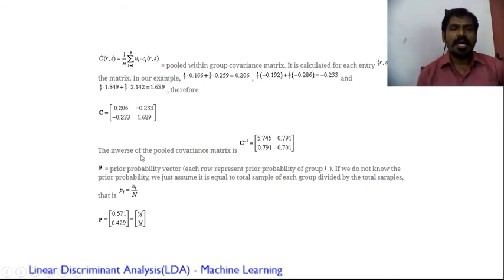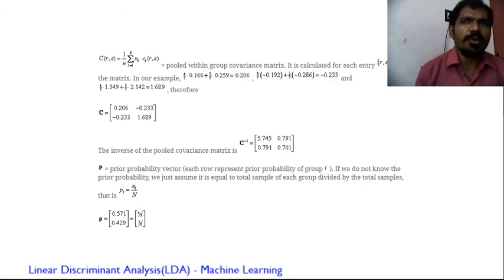Once this is done, I am trying to take the inverse of this. Then I am defining the probability vector. What is the probability vector? The probability vector, that is Pi, is equal to Ni by the total number of data points, that is 7. The total probability is going to be 1. So the probability is 4 out of 7 and 3 out of 7. That is how we grouped. So 4 out of 7 becomes 0.571 and 3 out of 7 is 0.429. The total is going to be 1.